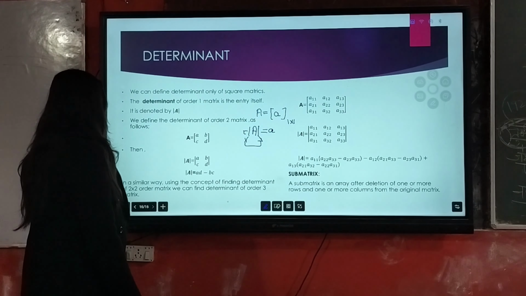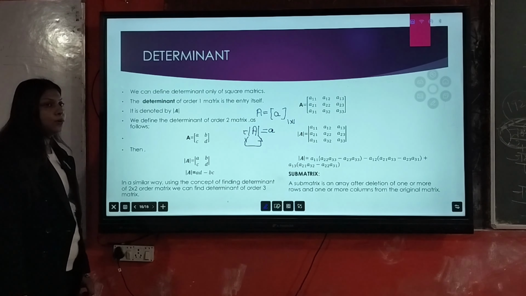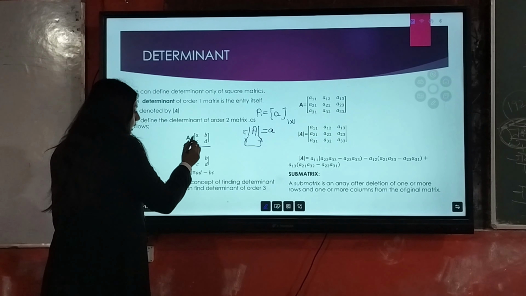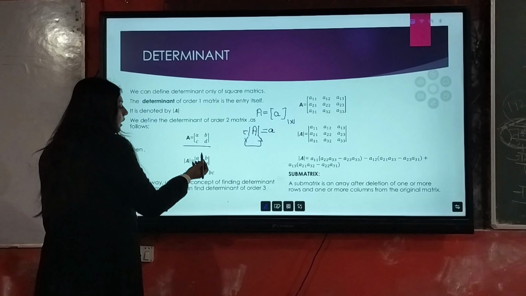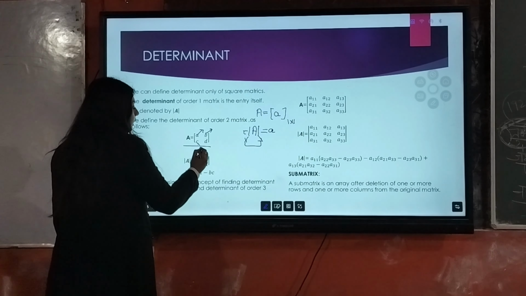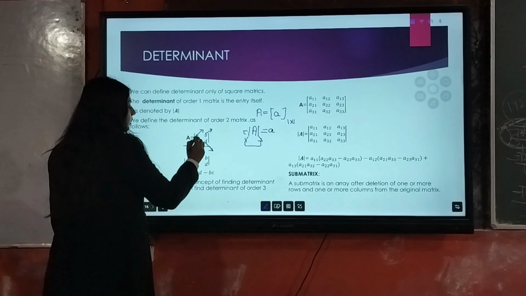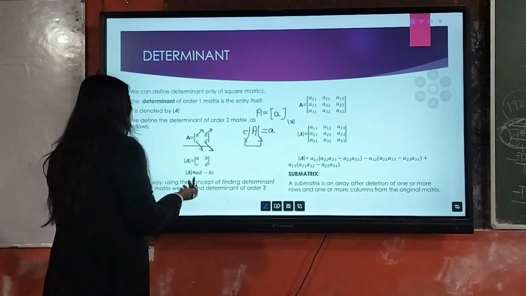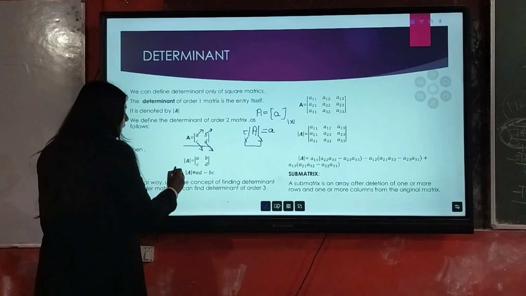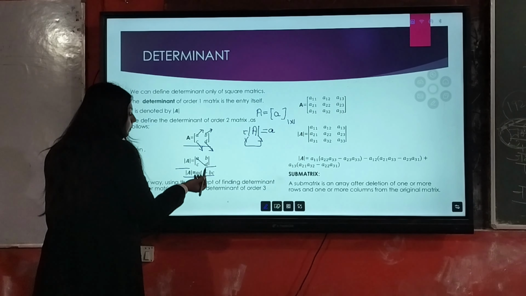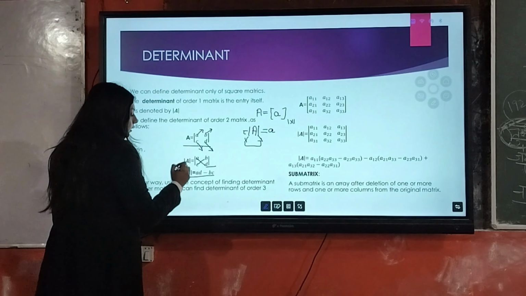Now we are moving to define the determinant of an order 2 matrix. So here we are taking the general order 2 matrix where we have 2 rows and 2 columns, and here we are taking general entries, that is, we can have any real or complex number. That is, a, b, c, d can be any real or complex number. So we are defining the determinant of an order 2 matrix using the determinant notation, and here we multiply the diagonal entries and then subtract them.